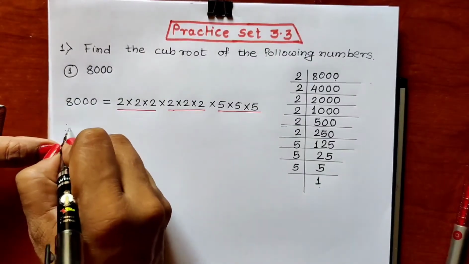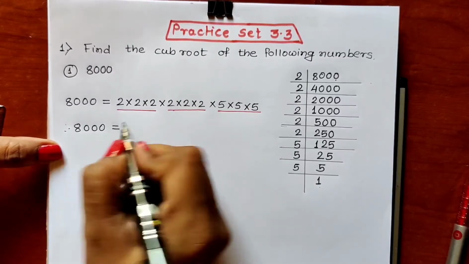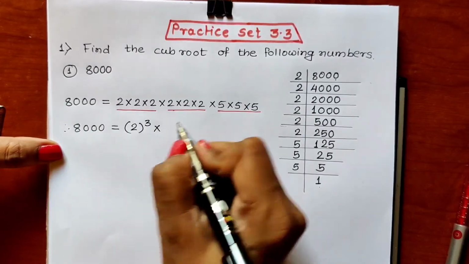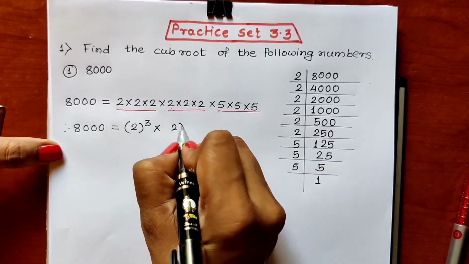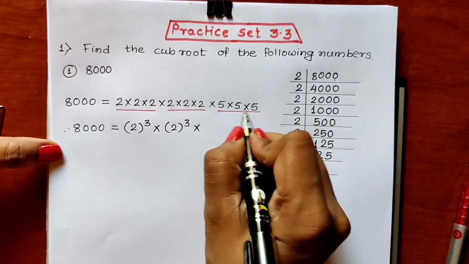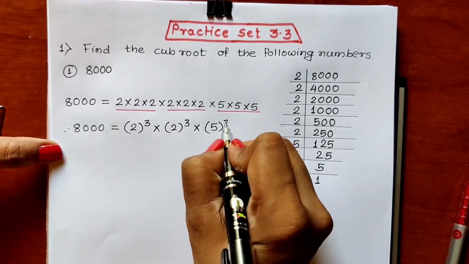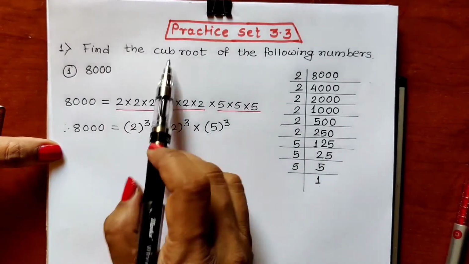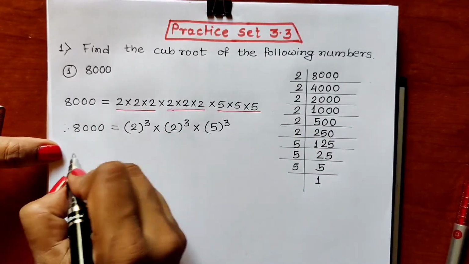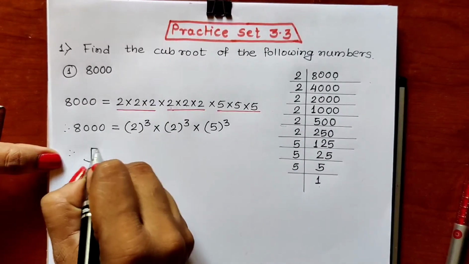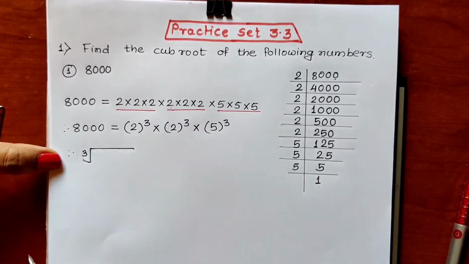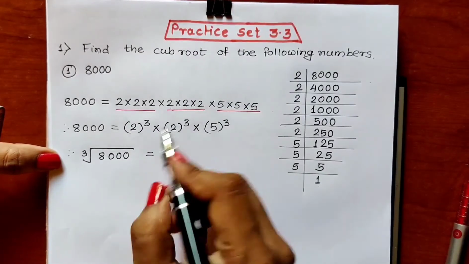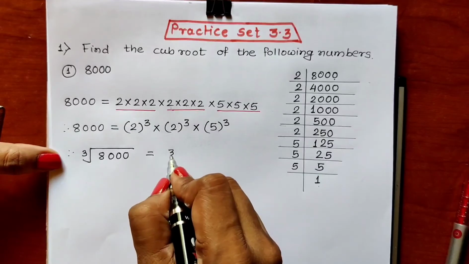So it can be written as, therefore 8000 will be equal to 2 into 2 into 2, which means 2 cube, multiplied by again 2 into 2 into 2, which means 2 cube, and then 5 into 5 into 5 can be written as 5 cube. So the factors of 8000 are 2 cube into 2 cube into 5 cube. We have to find the cube root of this number. So for finding the cube root, we have to write it inside the cube root symbol. This is the cube root symbol. So the cube root of 8000 is equal to, we will have to write all these numbers under the cube root symbol again.